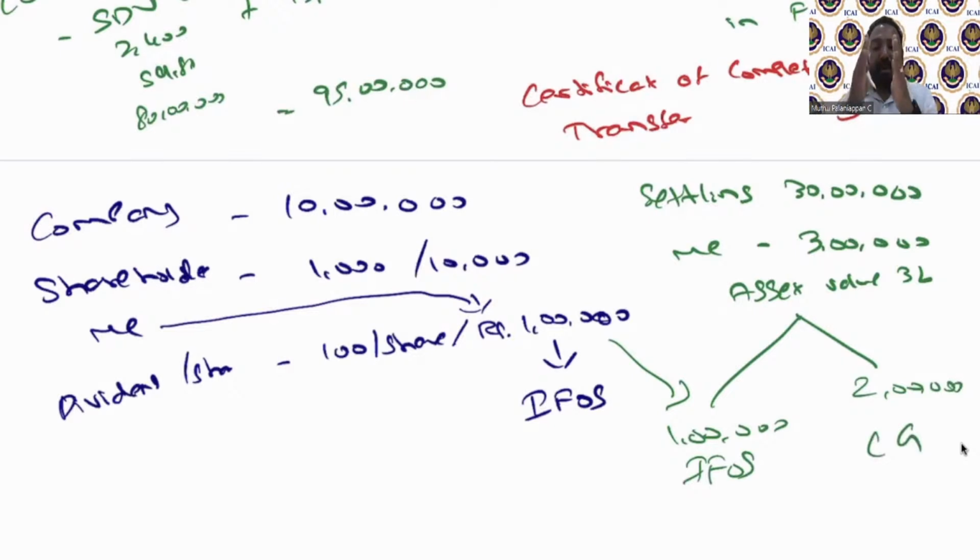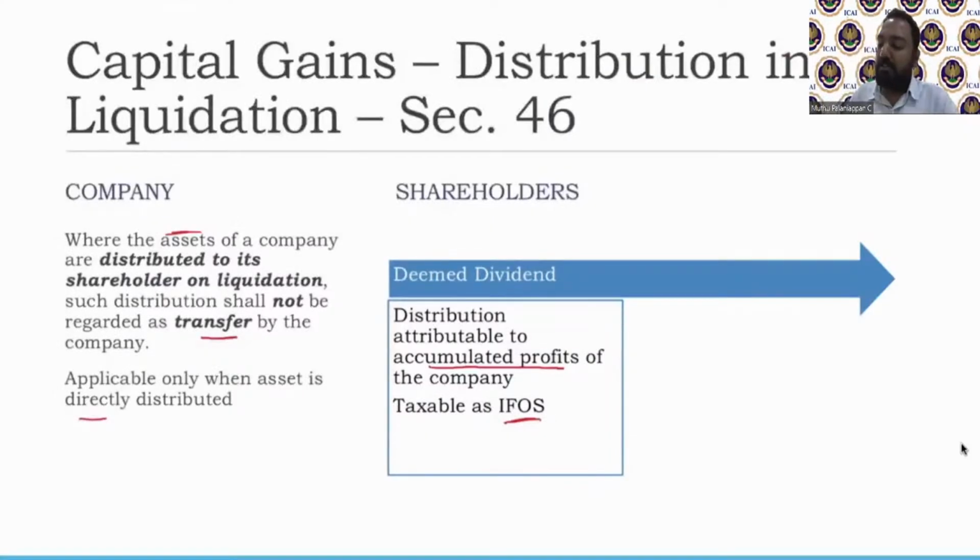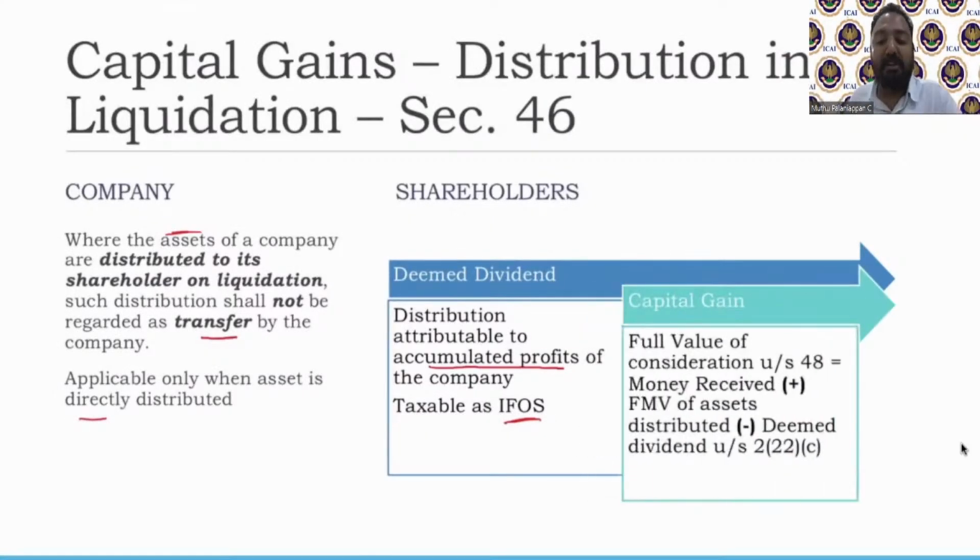To the extent of accumulated profit, because the profit is already 10 lakhs, had they distributed it as dividend, I would have received 1 lakh. That 1 lakh will be considered as dividend because it is an appropriation of profit, whereas the balance will be considered as my capital gain. So we'll go back to this. As we know, the balance will be capital gain.